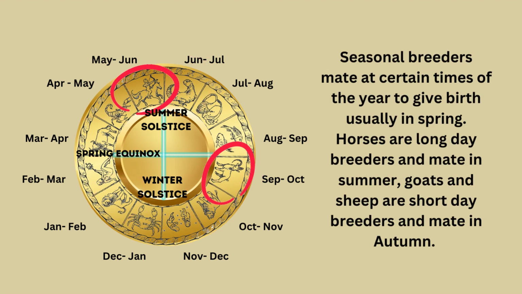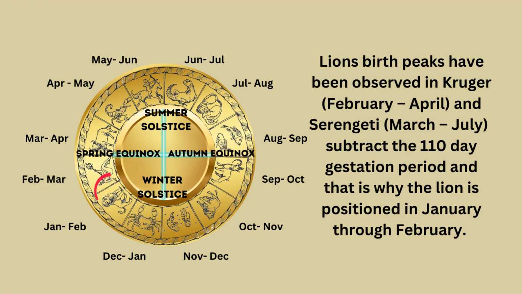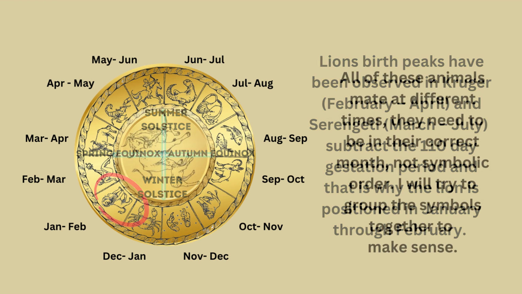Seasonal breeders mate at certain times of the year to give birth, usually in spring. Horses mate in summer, goats and sheep mate in autumn. Lions' birth peaks have been observed in Kruger, February-April, and Serengeti, March-July, subtracting the 110-day gestation period, and that is why the lion is positioned in January through February.